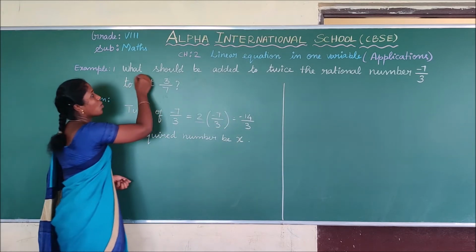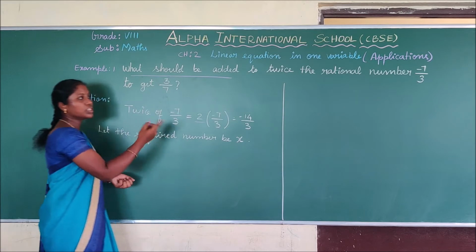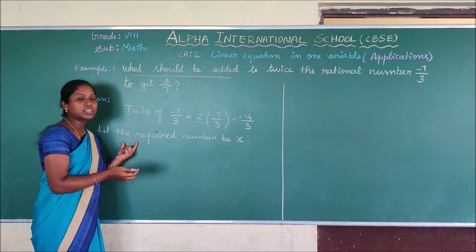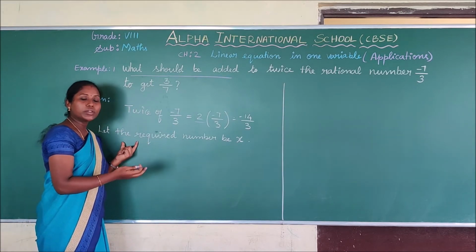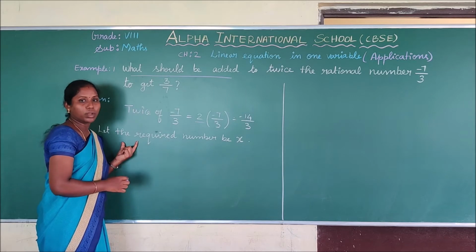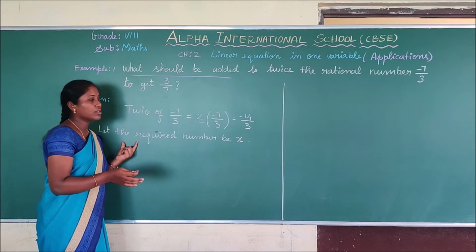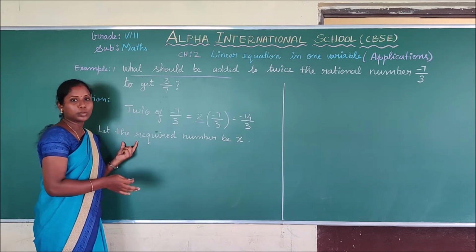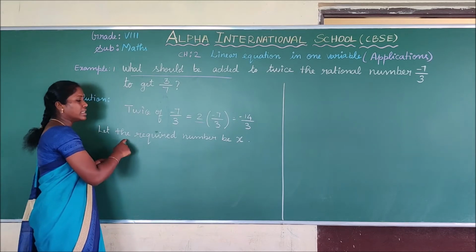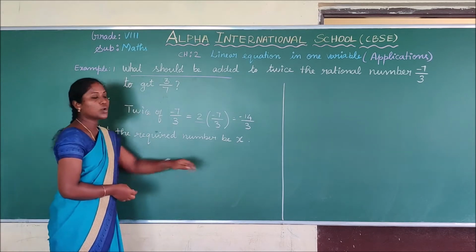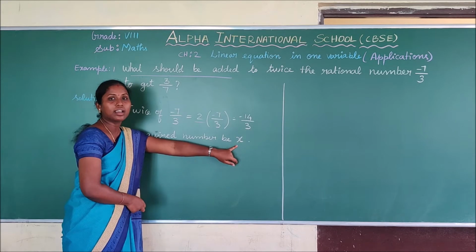Here, what should be added to twice the rational number? The unknown number. So we are going to give a variable for the unknown number. Commonly, we use the variable x to solve the problem. So let the required number be x.